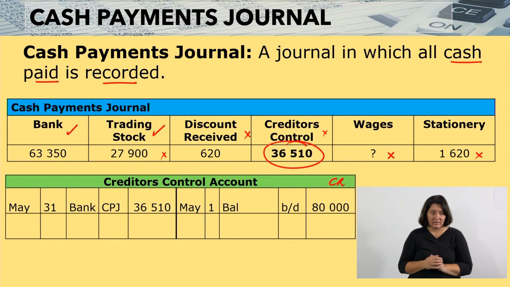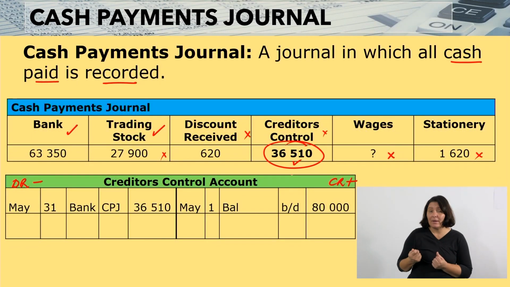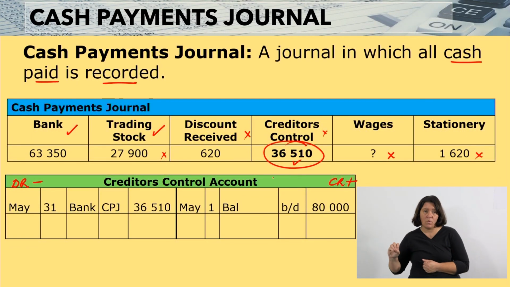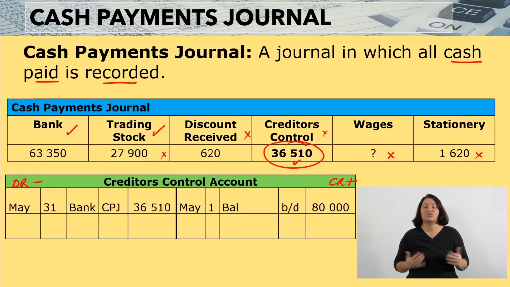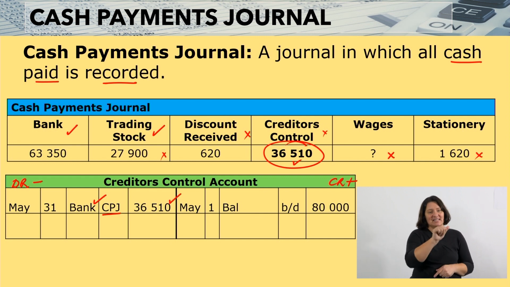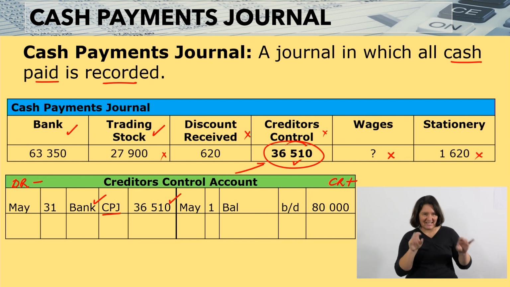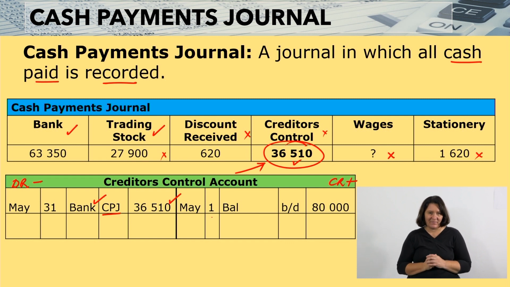Our creditors' control, I'll repeat again, it is a liability. It increases on the credit side. And on the debit side, it will decrease. When we pay our creditors, how much did we pay? We paid them 36,510. It will then decrease what we owe them. When we pay our creditors, it decreases what we owe them. In this case, you find bank from the CPJ, 36,510, exactly the same amount that is in the CPJ.